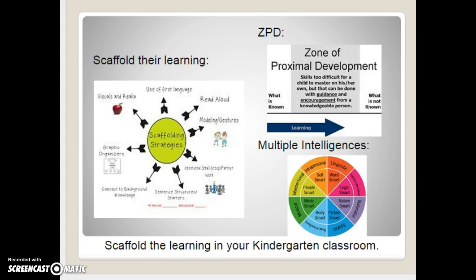When we also look at multiple intelligences here, Howard Gardner's theory on multiple intelligences is really a guide for us to understand the way children learn and process information. When we look at all of these things, with our ZPD, scaffolding our learning, and multiple intelligences, this is the way we truly differentiate in the classroom.